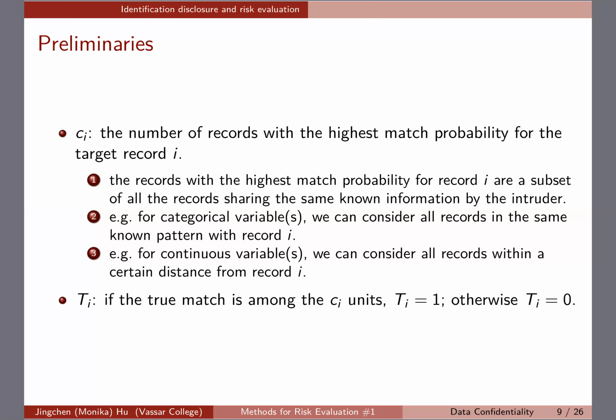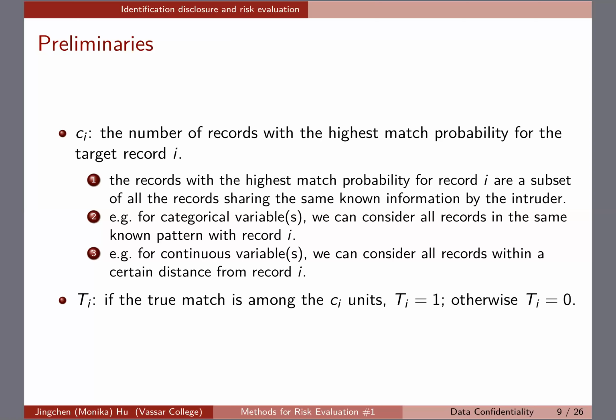All right, so C_i is the number of records sharing the same combination for categorical data. And then we define T_i: if the true match is among the C_i units, it's going to be 1, and 0 otherwise. So in this case, say we found 10 records, and we are trying to figure out whether the true one is among them or not. If it is among them, we label T_i to be 1. If it's not among them, we label T_i to be 0. So that's what it is.